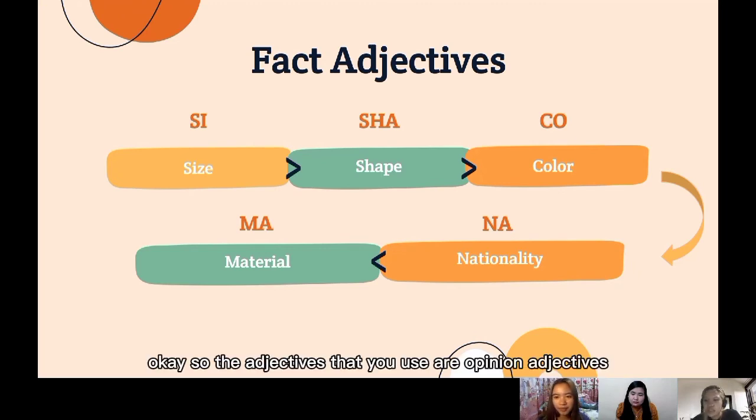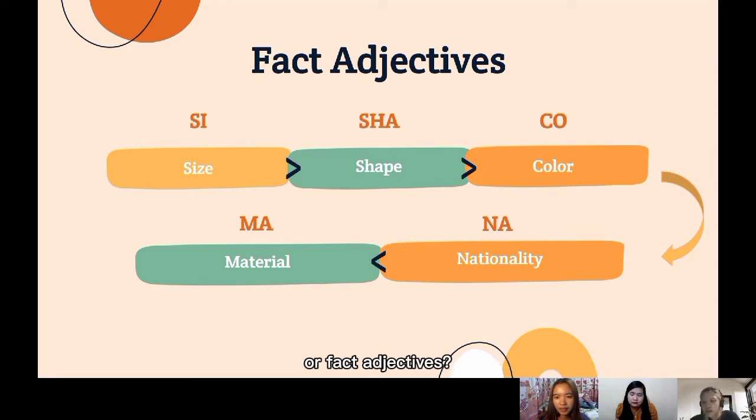Okay. So the adjectives that you use are opinion adjectives, fact adjectives. So for me, lovely is an opinion adjective, and then little and china, they are fact adjectives. Okay, very good. Because little refers to the size, and then china refers to the nationality. Yeah, thank you very much.